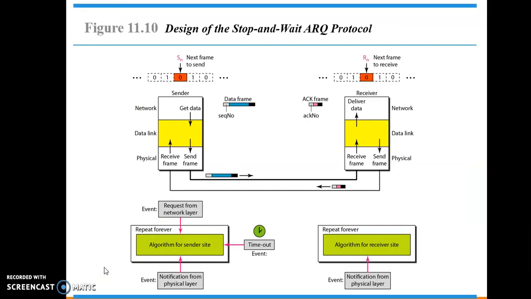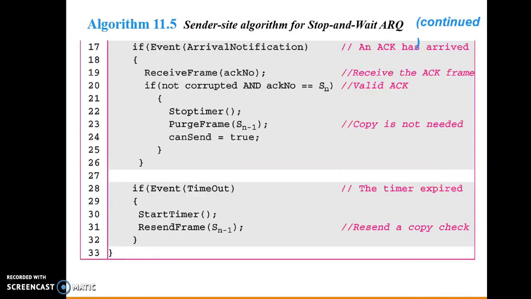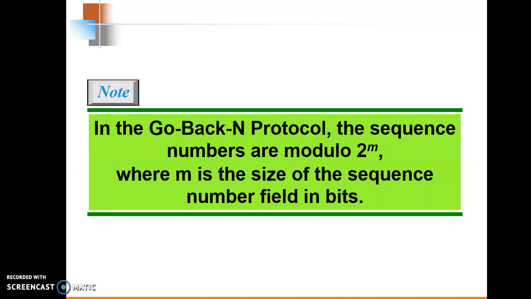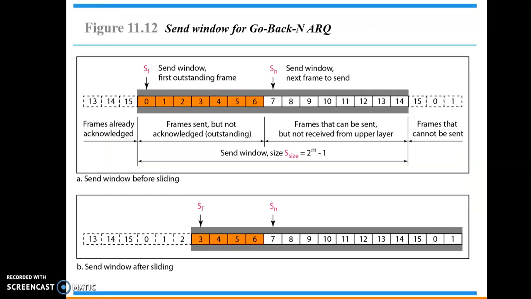What are sliding window protocols? The only difference is that in Go-Back-N and selective repeat, you can send more than one frame at a time, whereas in stop and wait you can send only one frame at a time. So see here the sliding window. This is 0 to 14. It is a window. This many frames you can send at a time, that is, totally 15 frames you can send at a time.